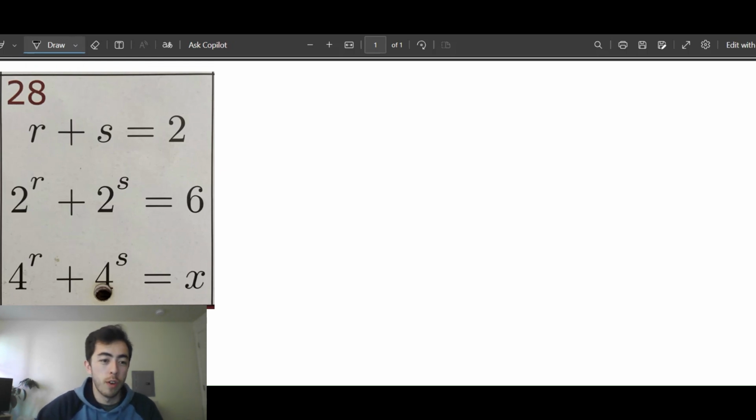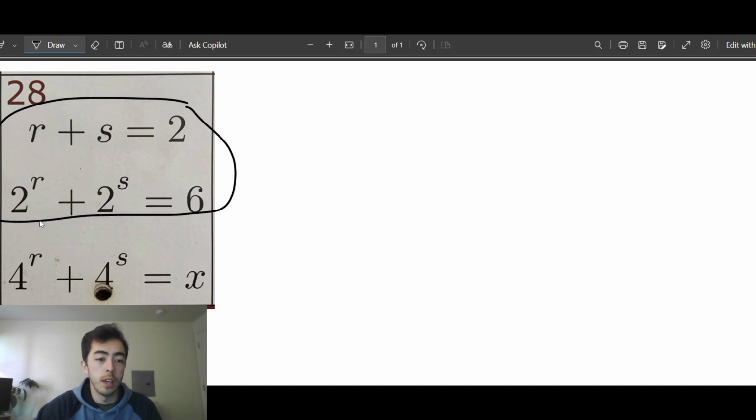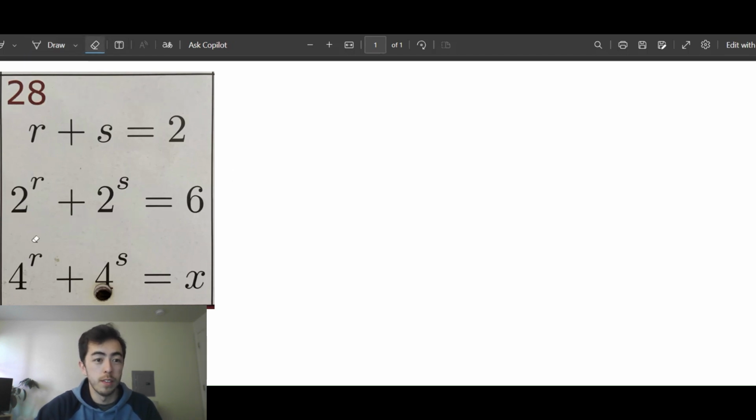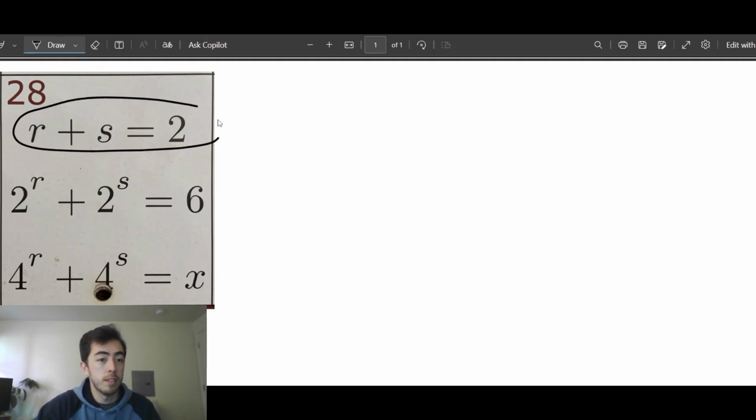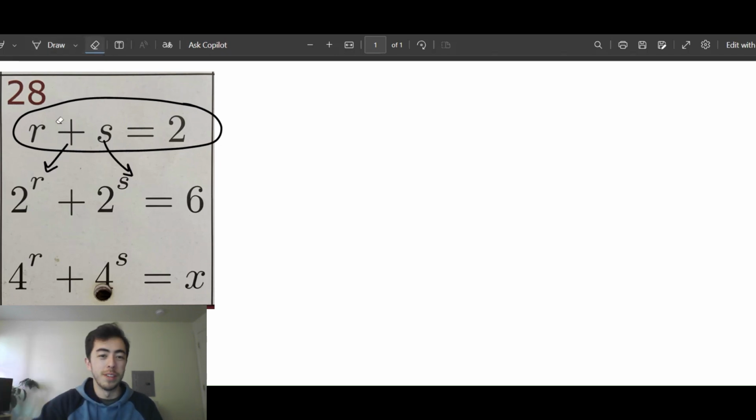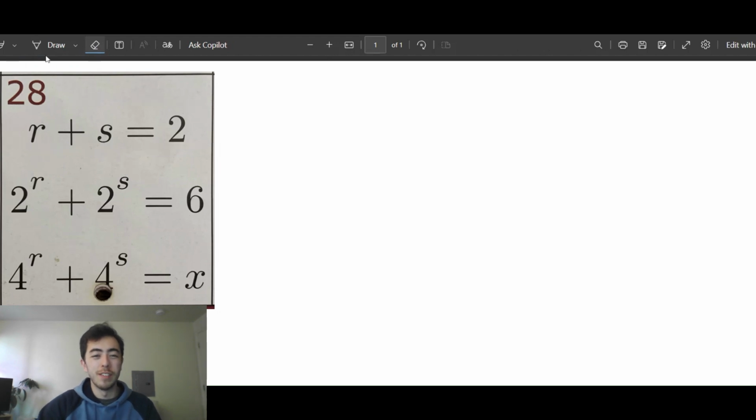Instead, let's try to play around with the algebra here and see if we can produce a 4 to the power of r out of this. Let's see, so what can we do? Let's try substitution. I'm going to isolate r and s from this one and then plug in the right ones into the other equation to see if I can find an expression for these. I'll just try it out.